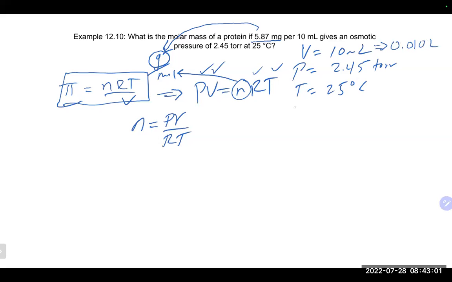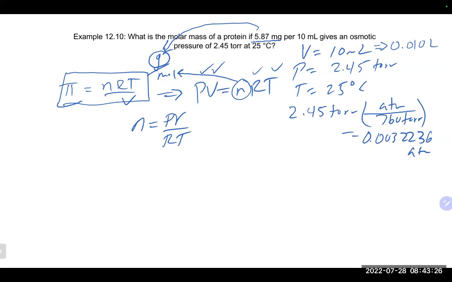We also need to convert our pressure into atmospheres. So we're going to divide by the 760 to do that, to get it into the correct units. And if we do that, 2.45 divided by 760 gives us 0.003226 atmospheres. And obviously, like anything else involving temperature, we're going to convert that to Kelvin. So we're going to add our 273 to it. So now we have everything, I think, in the correct units.